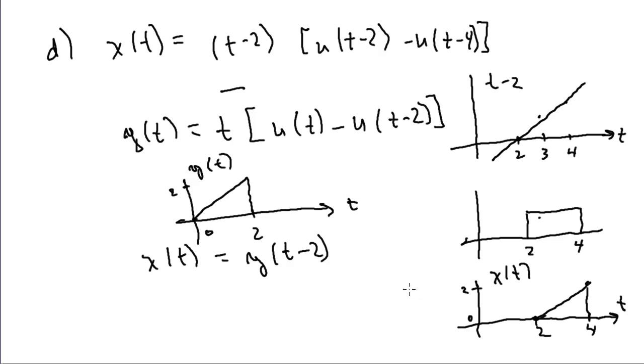It's another way to tackle this problem. You get the same result, of course, just a slightly different approach. I think the first approach is probably a little more straightforward. For the second approach, you have to recognize x of t as being a delayed function.